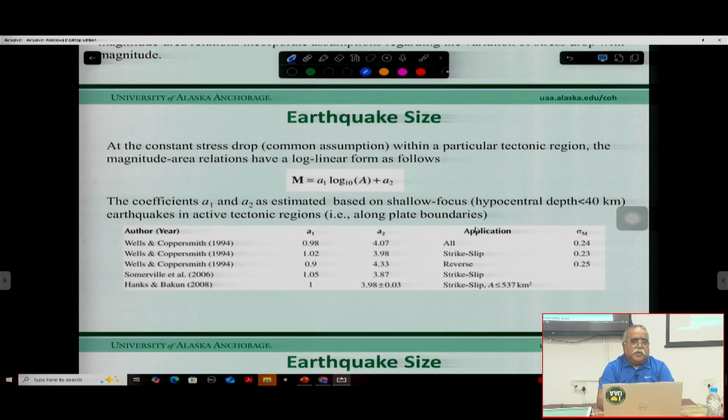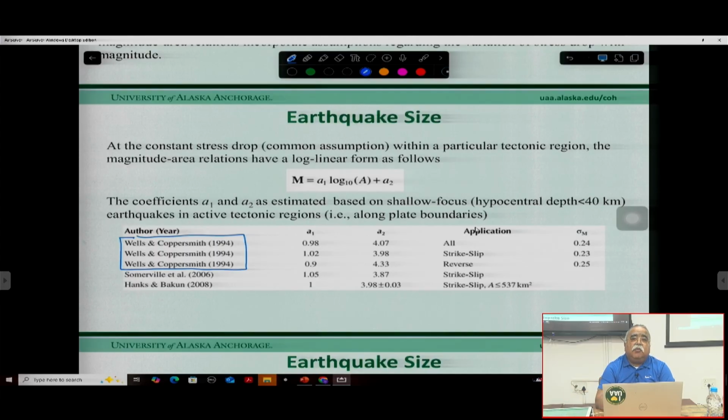So this also has been studied for a number of earthquakes all over the world, and there is a famous relation. It is called the Wells and Coppersmith relation of 1994. They studied a lot of earthquakes, their length, width and the amount of magnitude released, and calculated some regression analysis and came out with a relation that M equals a log10 A plus a2.